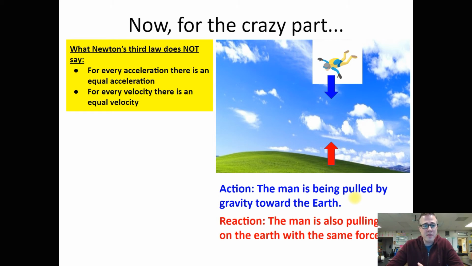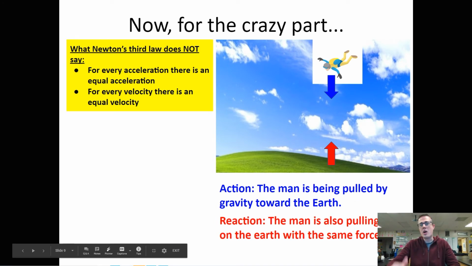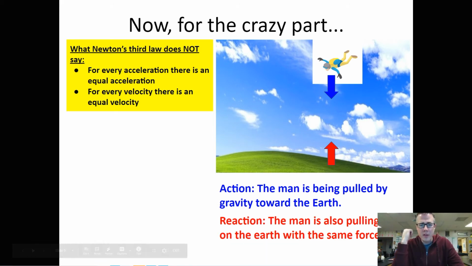He also didn't say that for every velocity, there's an equal and opposite velocity. So as you're driving down the road at 60 miles an hour, and your car is pushing on the road to make the car go forward, that doesn't mean that the road is also moving at 60 miles an hour in the opposite direction.